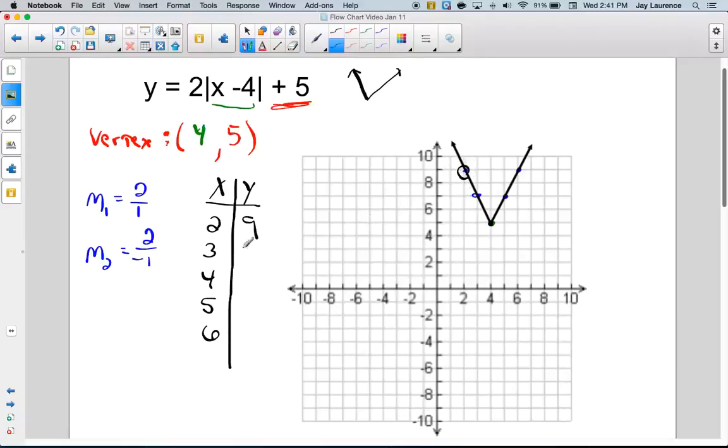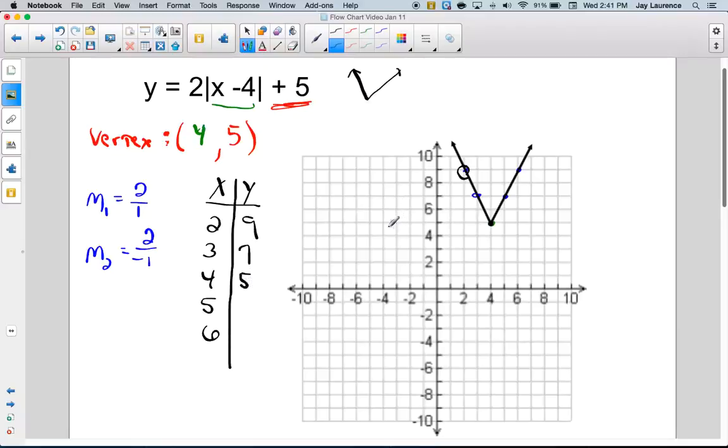Yeah. If I put 3 in, I'm going to get 3 minus 4, which is -1. Absolute value is 1. Times 2 is 2. Plus 5 is 7. And look, x is 3 and y is 7 right there. Yep. So I've got a 7 here. Now, 4, 5. I plug 4 in, I get 0. Absolute value is 0. 0 times 2, 0. Plus 5, 5. And so (4, 5) is on the graph.